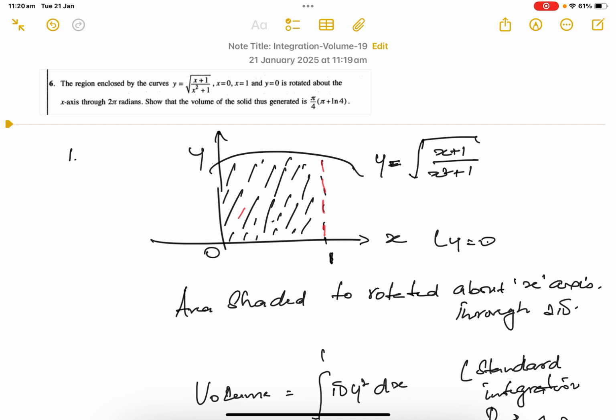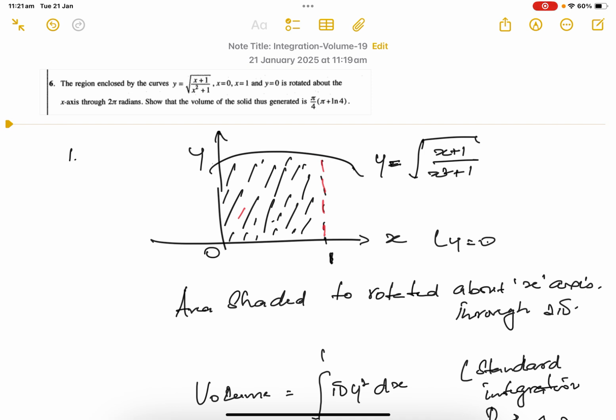So what they say is that the curve is y equals square root of (x plus 1) over (x squared plus 1), and the region is defined by x equals 0, that is the y-axis, x equals 1, and y equals 0, the x-axis.